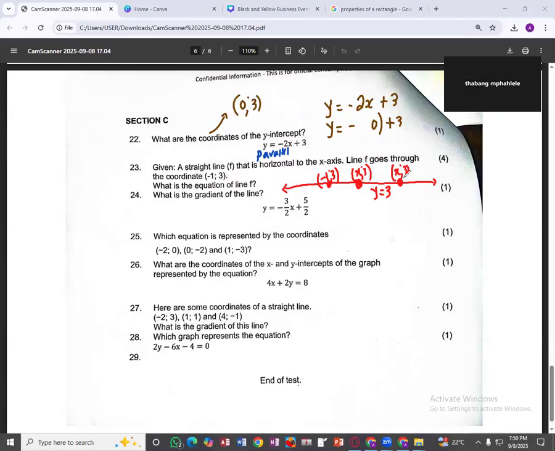What is the gradient of a line y equals -3 over 2x plus 5 over 2? Or this line is in a standard form. Do you know the standard form of a straight line? All straight lines are in this form: y equals mx plus c. Where m is the gradient, you can see that -3 over 2 is our m. So m, the gradient, is -3 over 2.